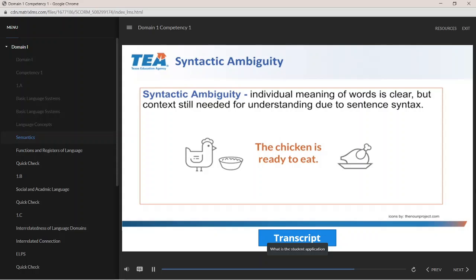What is the student application? Teachers should be aware that syntactical errors are a natural part of learning, and English learners will improve their ability to create language with correct syntax with time and appropriate scaffolds. When a student's writing contains syntactic or lexical ambiguity, teachers have the opportunity to discuss meaning and informally assess language ability. Is the student able to self-correct yet?